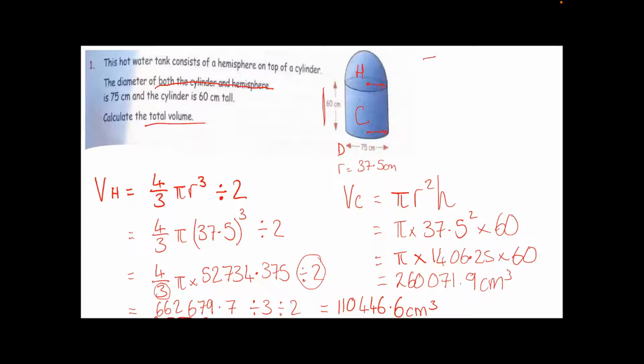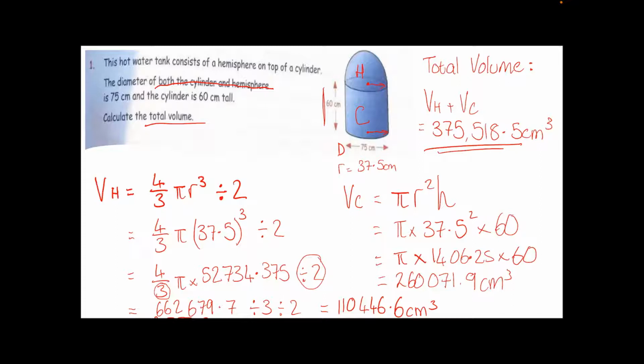Our final answer then is that we have to find the total volume. So total is usually a hint that we are adding. So total volume then is going to be the volume of our hemisphere plus the volume of the cylinder. And so if I add them both in my calculator, we get 375,518.5 centimetres cubed when I've rounded to one decimal place.